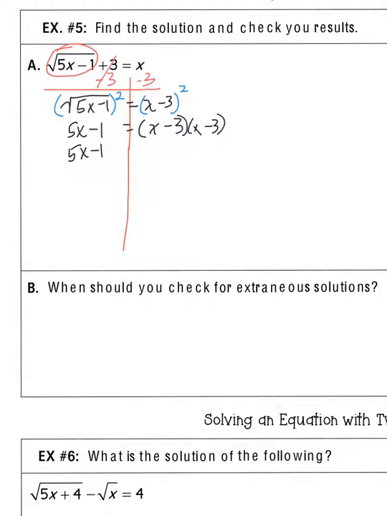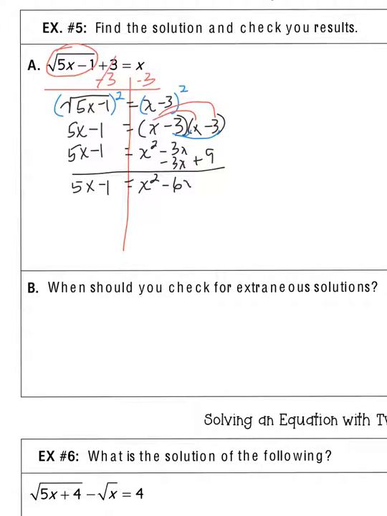So then I've got 5x minus 1, and then I'm going to FOIL this. I'm going to multiply the x to both of those. So I get x squared and minus 3x. Then I'm going to multiply the negative 3 to both of those, and I end up with another negative 3x and a positive 9. So that gives me a 5x minus 1 on the left, and an x squared minus 6x, because two negative 3x's do not cancel each other out, plus 9.